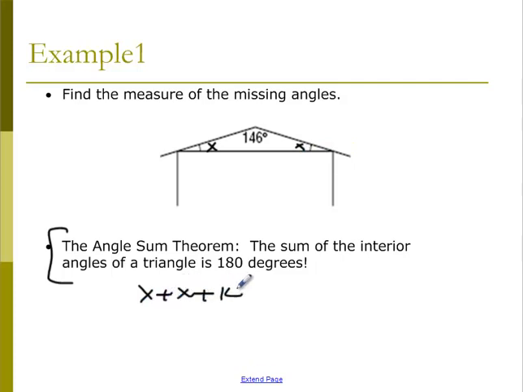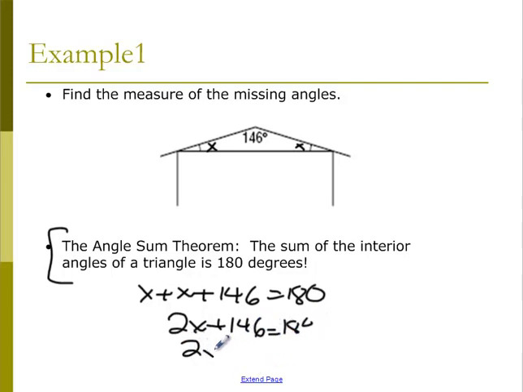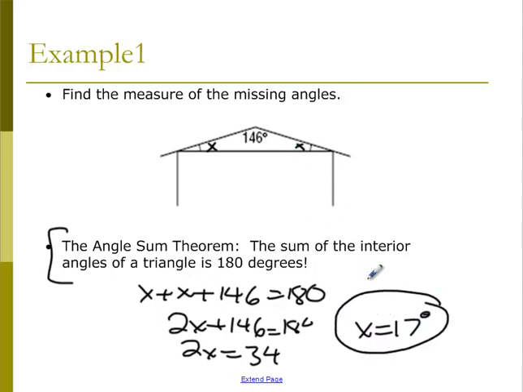So let's go ahead and add them up. Set them equal to 180. So 2x plus 146 equals 180. I'm going to subtract and get 2x equals 34. So x is 17. And in this case it's degrees because x is the measure of an angle.